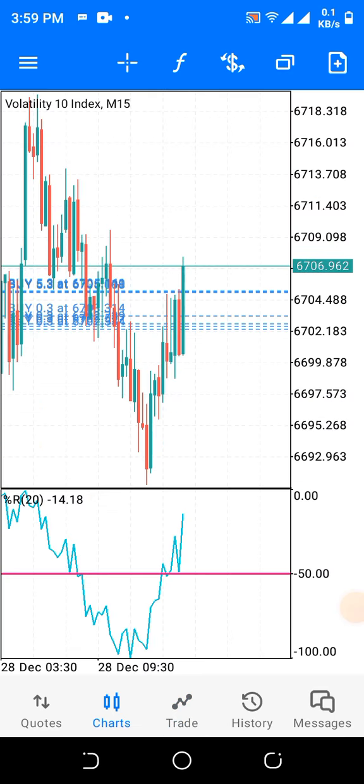So here is my chart. As you can see, this is a live trade. You can see the market is still rising. So the question is, why am I on buy? Why am I buying volatility 10 index? This is the reason.